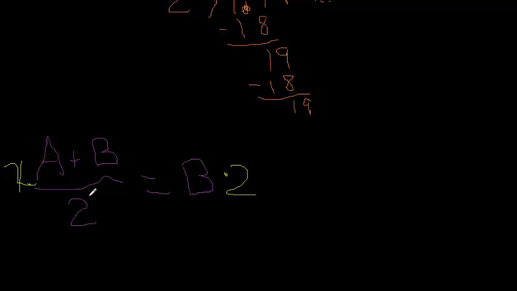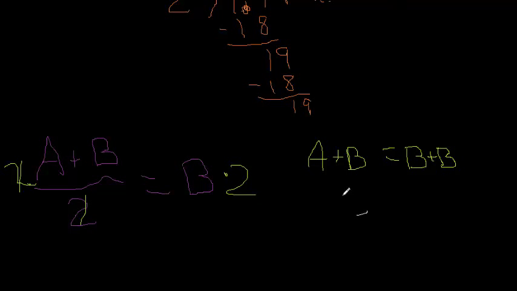So I multiply, this goes away, and I get a plus b equals 2 times b, but 2 times b is the same thing as b plus b, because b plus b is 2 b's. Hopefully you follow that. 2 times b is nothing more than just saying b plus b. And so here, I can actually subtract b from both sides.